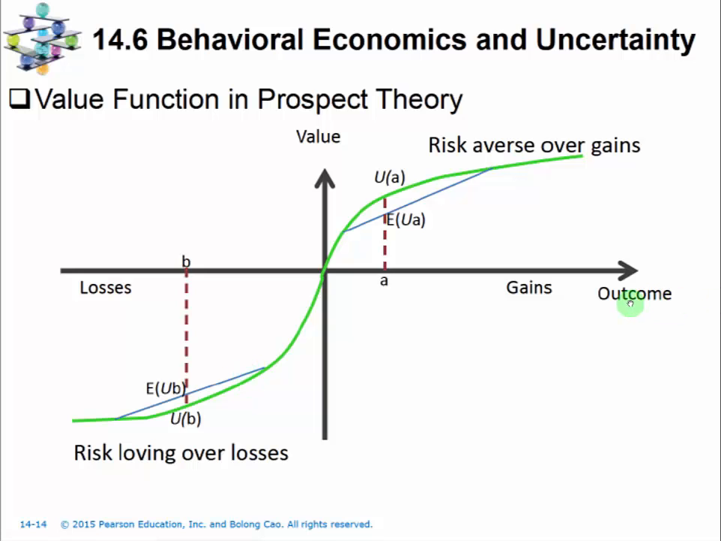So even though prospect theory and the expected utility model are two different theories for making decisions under uncertainty, they still share similar concepts such as risk aversion and risk loving when describing people's risk attitudes.